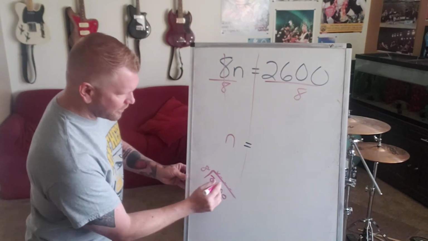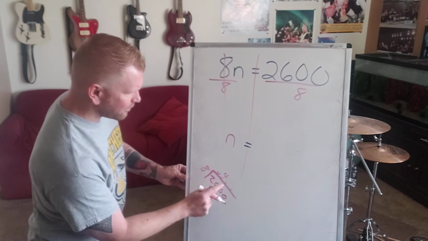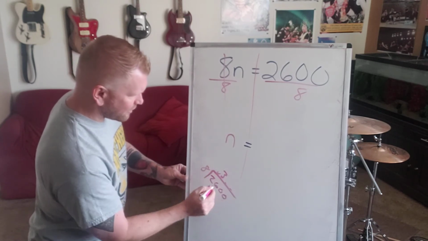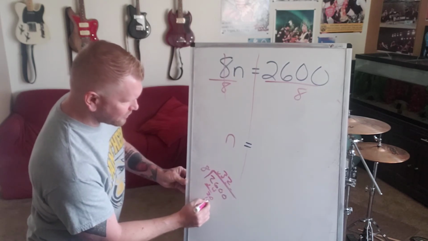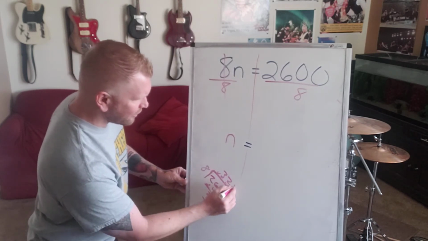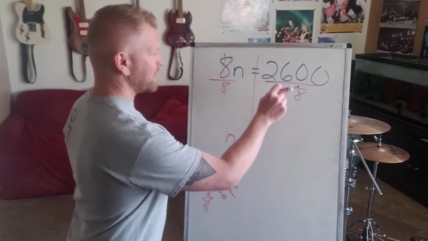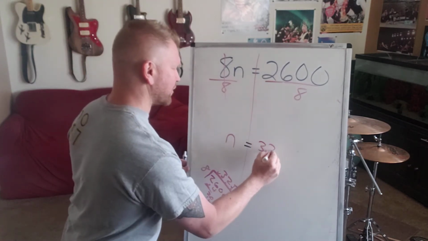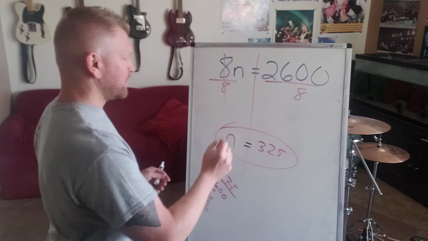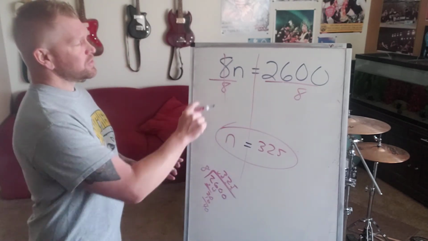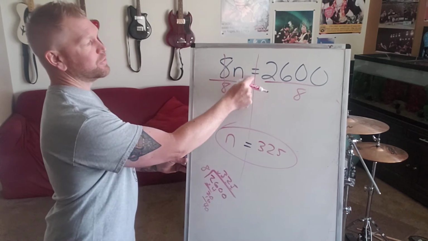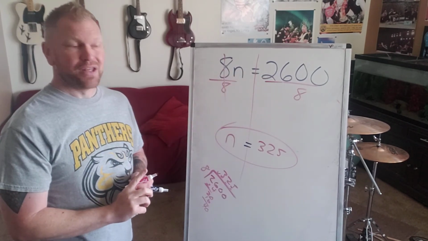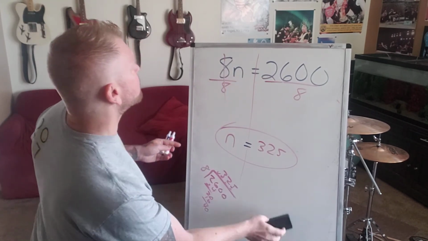8 doesn't go into 2. 8 goes into 26 4 times. Nope, sorry, 3 times. 3 times 8 is 24. Subtract, bring down the 2, that's 16. Subtract, bring down. It's 325. Now that I know that's 325, I bring that down. There we go. So it turns out 8 times 325 equals 2,600. Let's do 2 more examples.